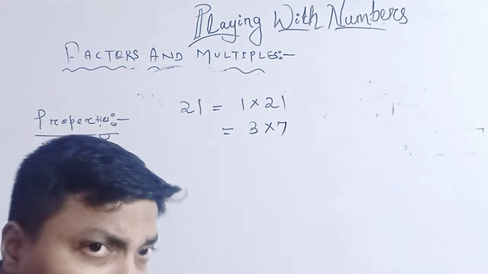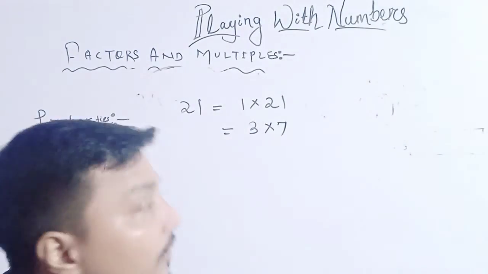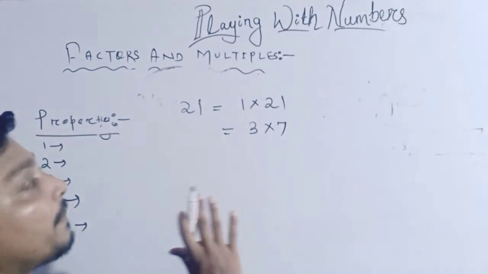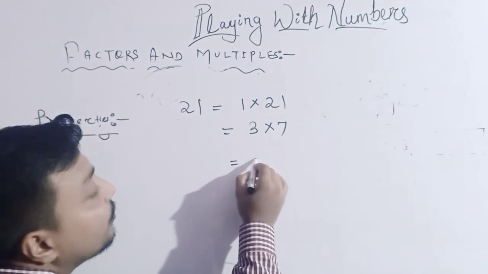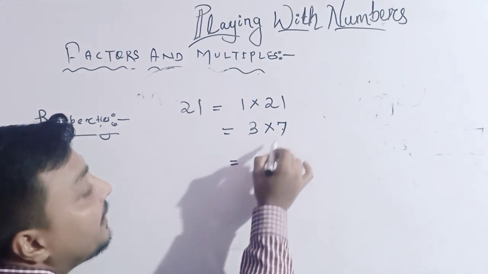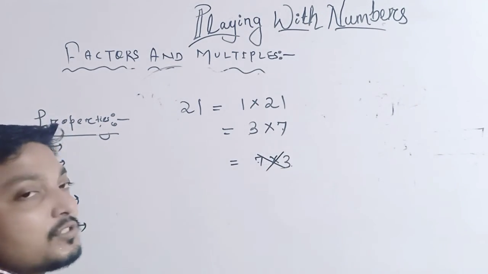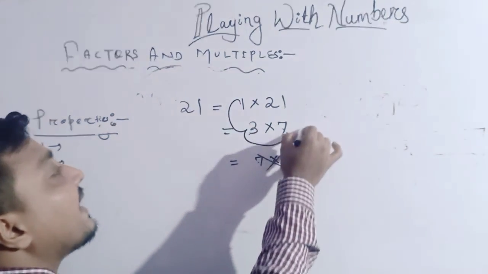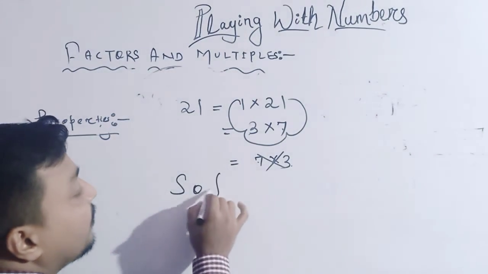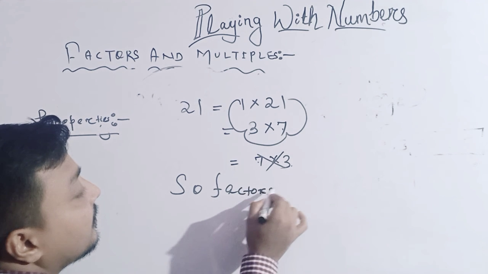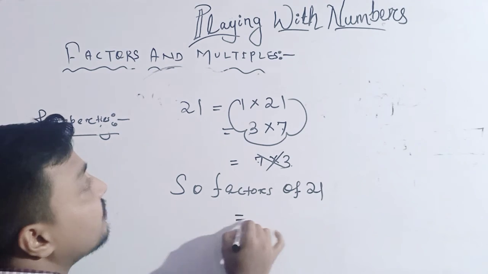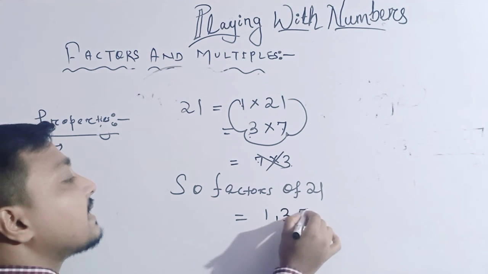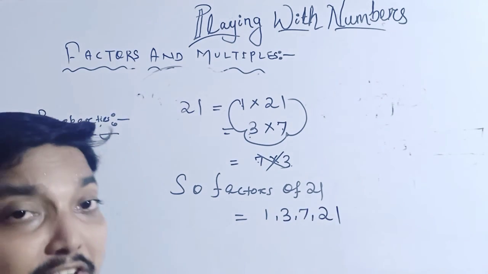4, in the table of 4, no 21. Table of 5, no 21. Table of 6, no 21. Where to stop? Whenever you get a repetition. 4 into no, 5 into no, 6 into no, but 7 into 3: once 3 into 7, once again 7 into 3. That is a repetition, so you stop. So the factors of 21 are, always in ascending order, 1, 3, 7, 21. Easy or difficult?